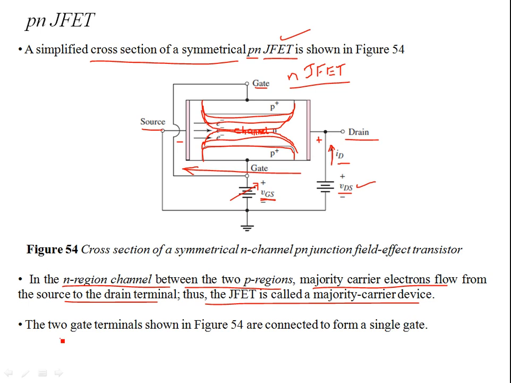The two gate terminals shown in figure 54 are connected to form a single gate. Both the p-type doped regions are gates, and they are short circuited. Then you are applying a positive VGS. In this configuration, the p-n junction is forward biased, so you're not reverse biasing the p-n junction. You're not reducing the width of the channel, or increasing the channel resistance over here.